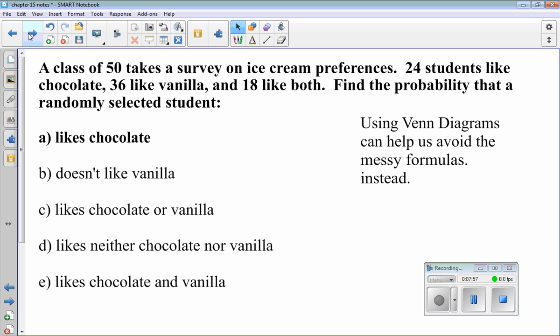All right. So, this is nothing new, but we're going to formalize it today. Let's look at this. I'm telling you we want to use a Venn diagram. Okay? A Venn diagram is one of the strategies.